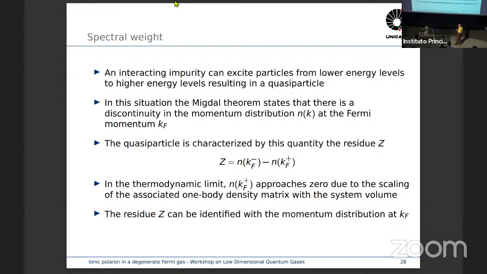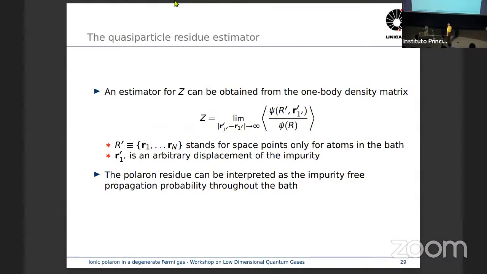It is the distribution slightly less than the Fermi momentum minus the one at slightly higher momentum than the Fermi one. It happens that this momentum distribution for a momentum slightly higher than the Fermi momentum goes to zero because of the way the one-body density matrix scales. So we can compute the residue by computing the momentum distribution. And this is quite standard. This is made by computing this average here.